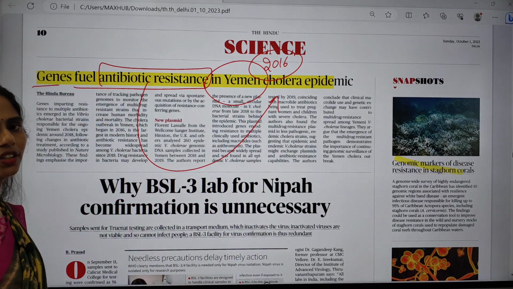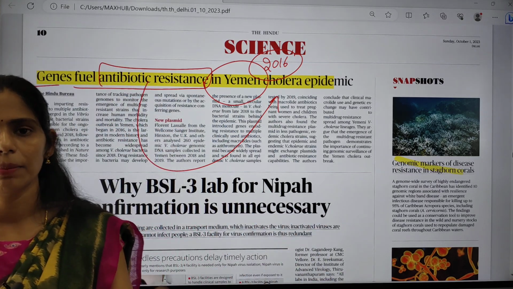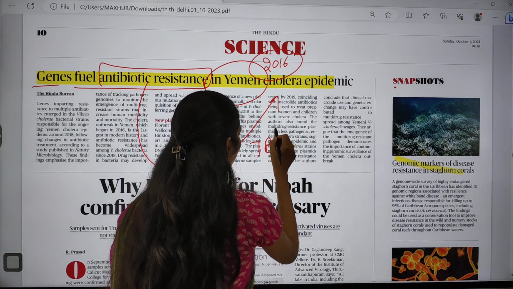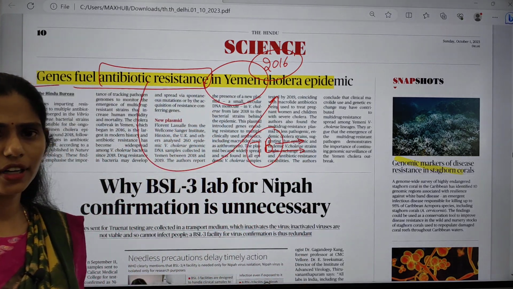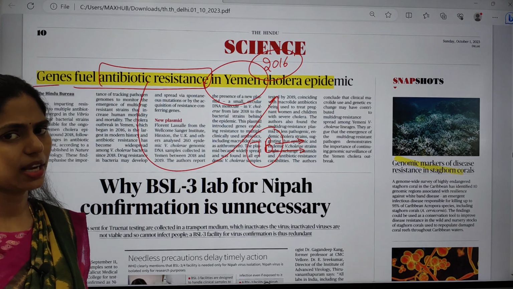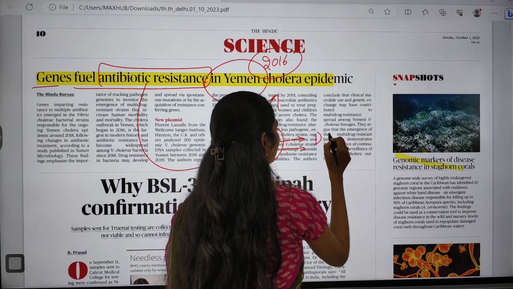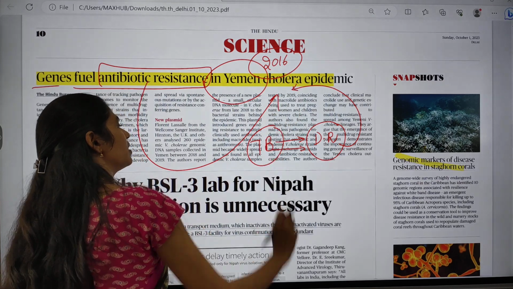Because of this, the antibiotics that we are using are not acting against this cholera. That led to the epidemic in Yemen. Normally in TB, that is tuberculosis, we have to take a long treatment of more than six months, six to nine months. In that TB we have this drug resistance. But here we are also seeing drug resistance even in cholera.